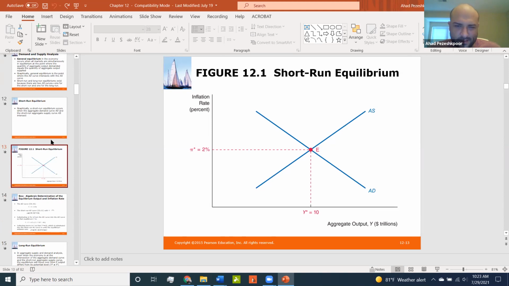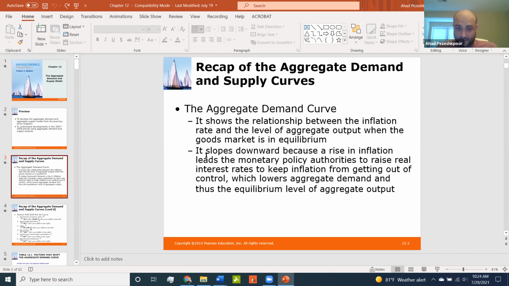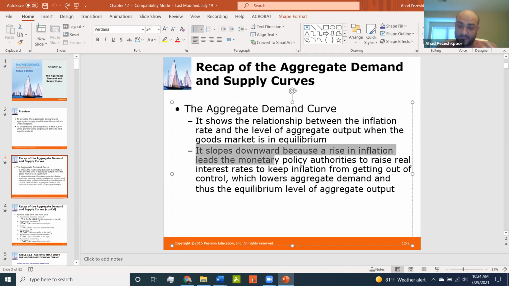So this is not really a theoretically correct thing to say, but it helps me understand the difference between aggregate demand and aggregate supply. A rise in inflation leads the monetary policy authorities to raise real interest rates. Therefore, it would keep inflation from getting out of control and lowers aggregate demand.